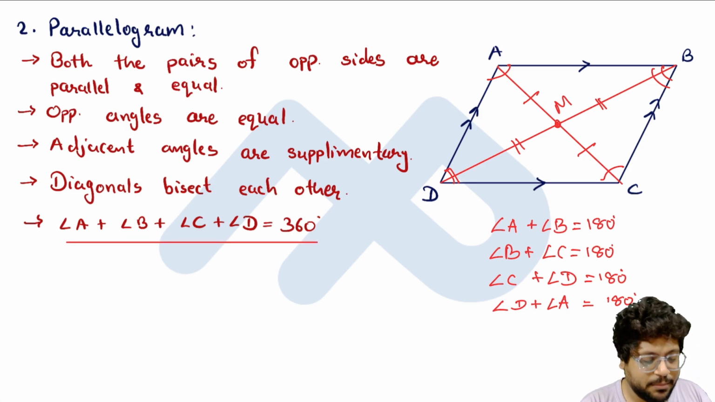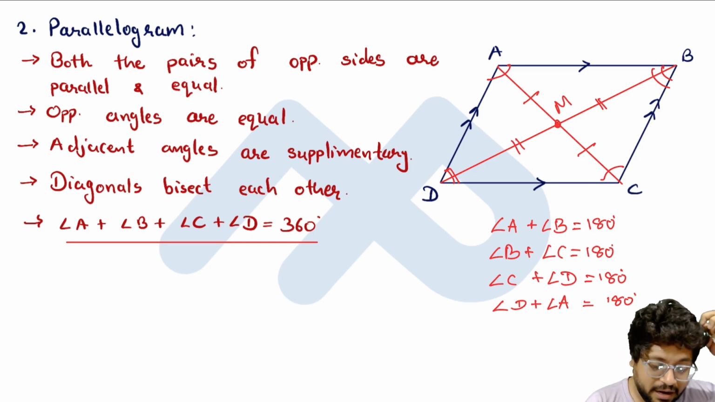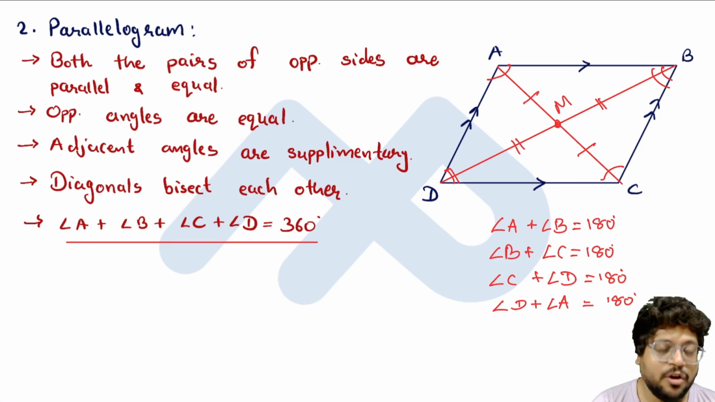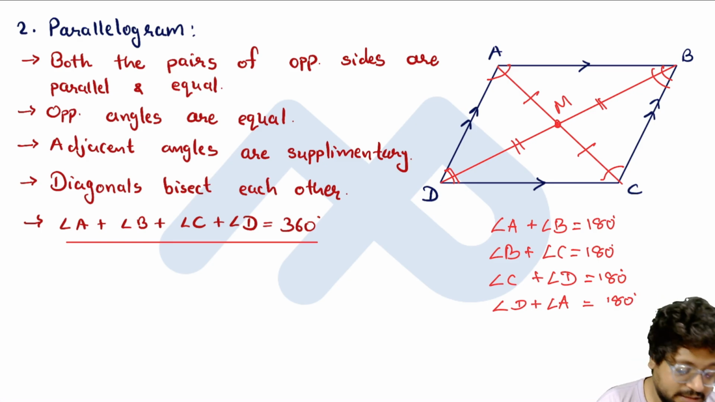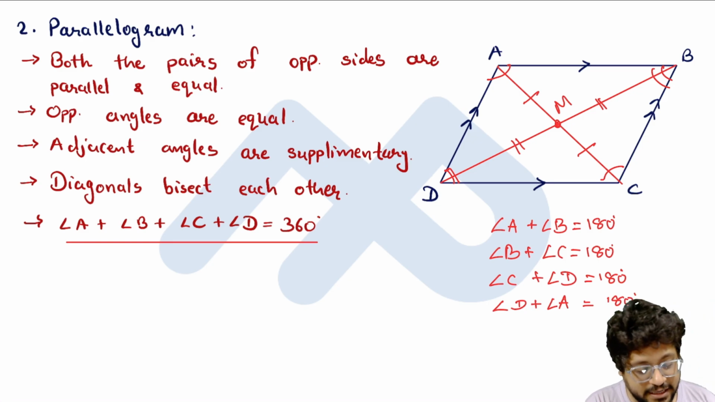So that is applicable for any quadrilateral we are seeing today. So this was the parallelogram. Both the pairs of opposite sides are parallel and equal. Opposite angles are equal. Adjacent angles are supplementary. Diagonals bisect each other, and the angle sum property. Clear?